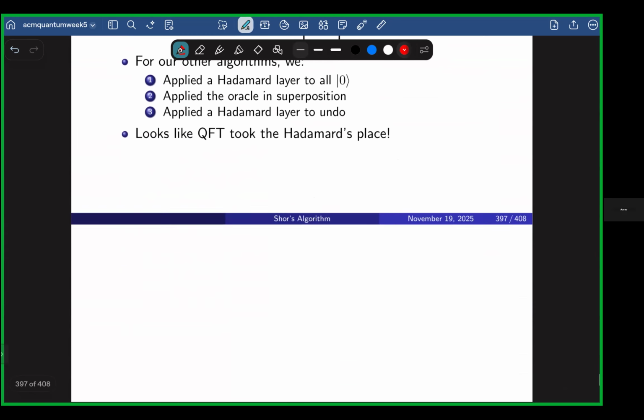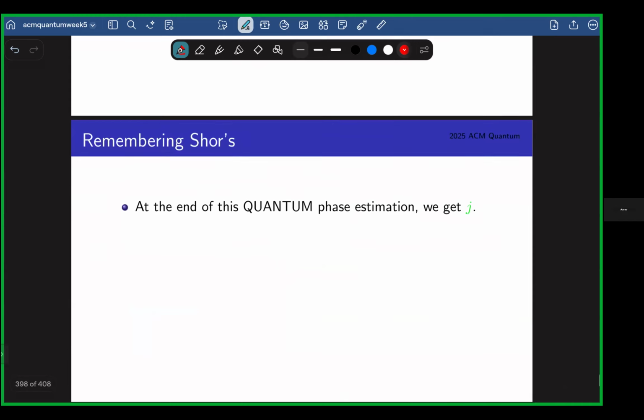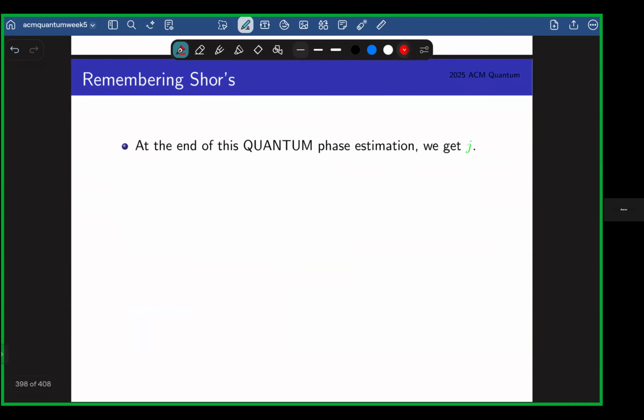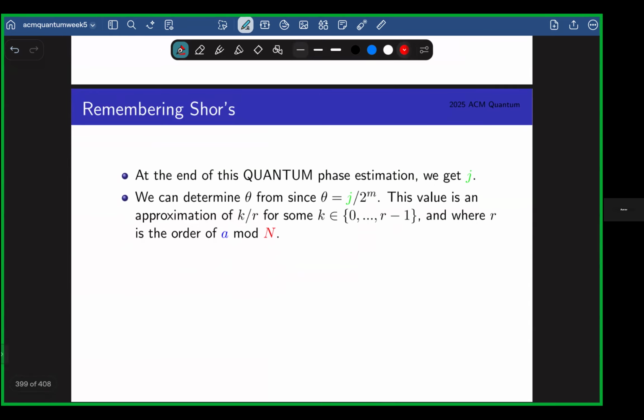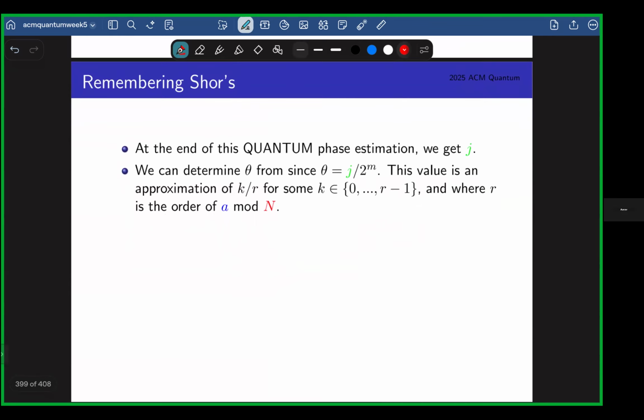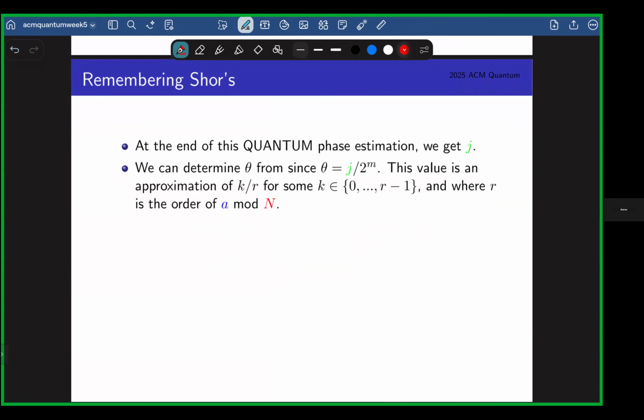Now let's tie this back to Shor's once and for all. At the end of quantum phase estimation, we get J. Then we get theta because theta is J over 2^M. And we said that J over 2^M is an approximation of K over R for some random K, which is, remember, because we did those sums of eigenvectors and got the one state. And then R is in there.